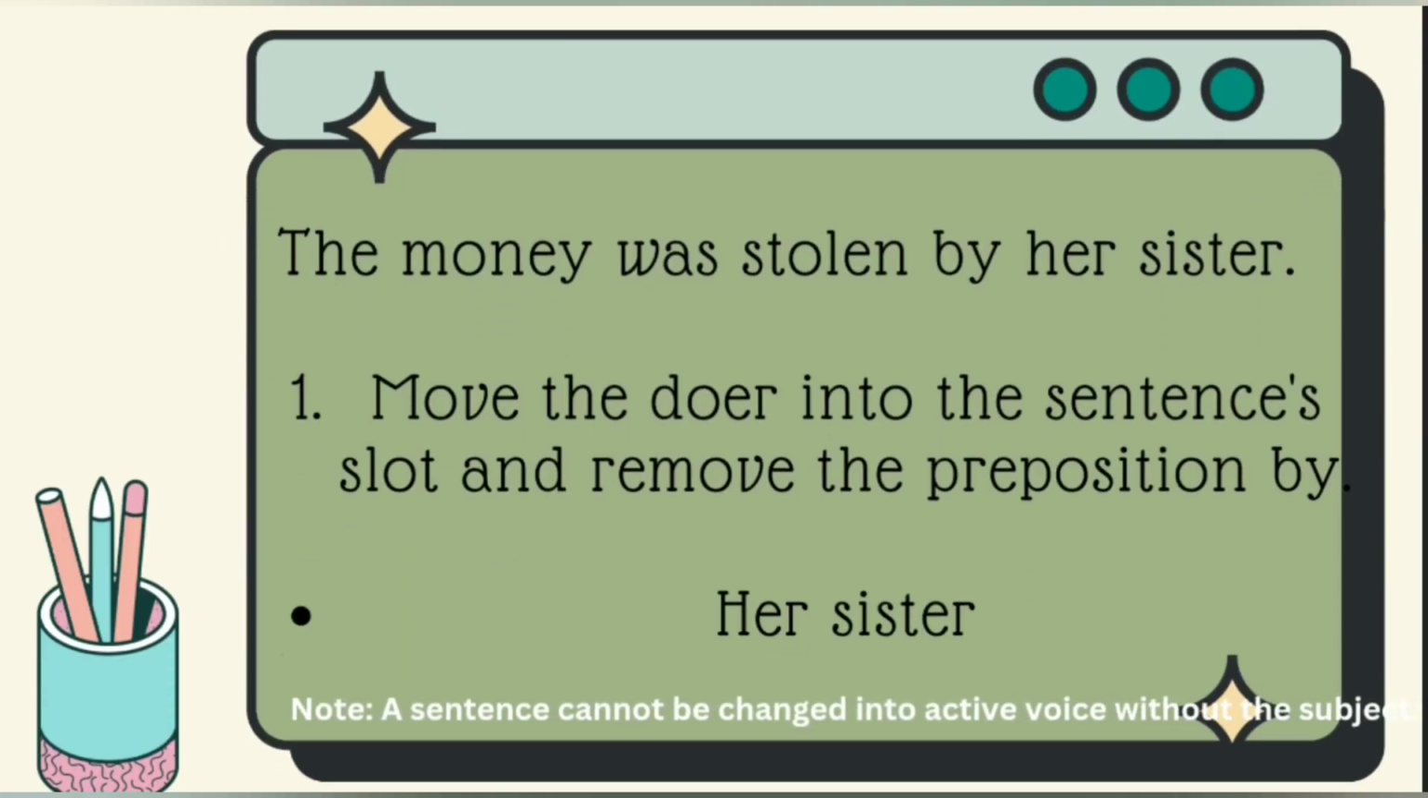Now we're going to convert passive voice into active voice. The passive voice is the money was stolen by her sister. We have 3 rules again to follow. Number 1, move the doer into the sentence object slot and remove preposition by. In other words, put the doer first. So our doer here is her sister.